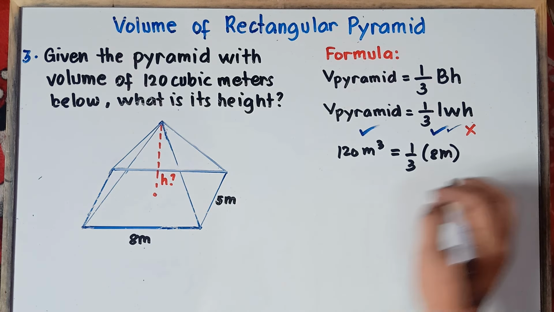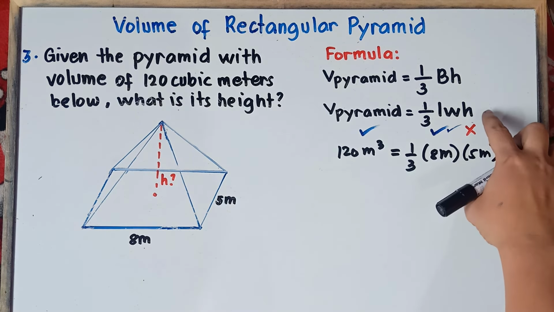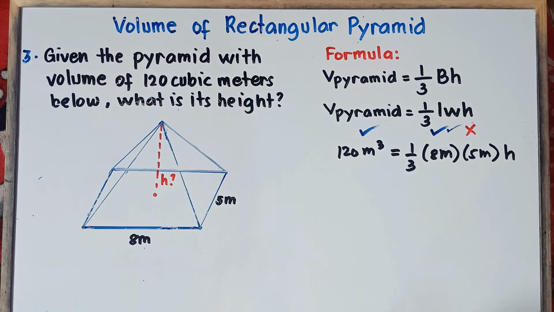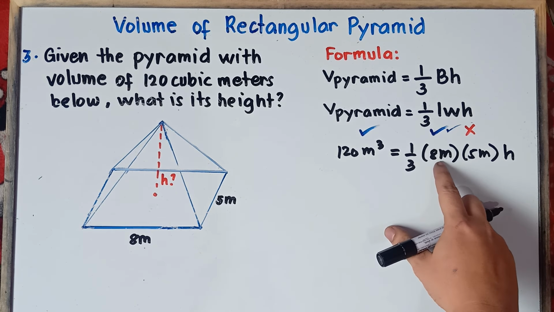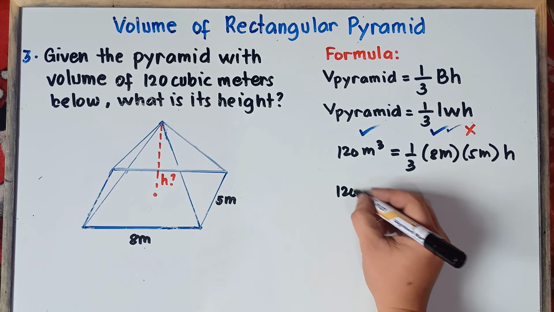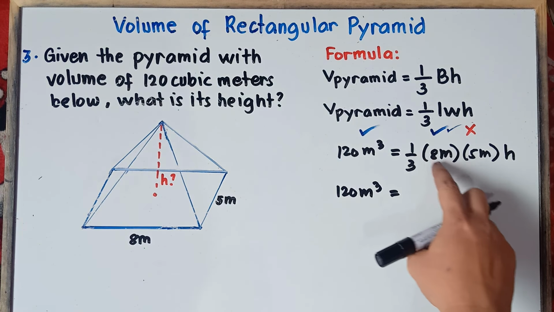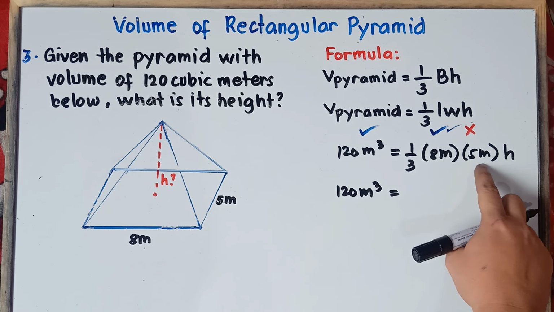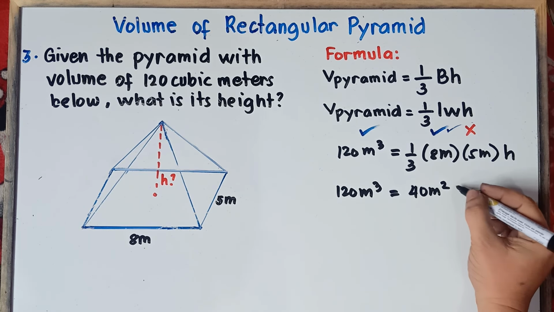And then our width is 5 meters times 5 meters. And then we don't have the value of height, simply copy height. Alright, and then you multiply this 1 times 8 meters times 5 meters times the height. So copy 120 cubic meters equals, so once again, 1 times 8 meters, that would be 8 meters, times 5 meters, that would be 40 meters squared, times height, copy height.